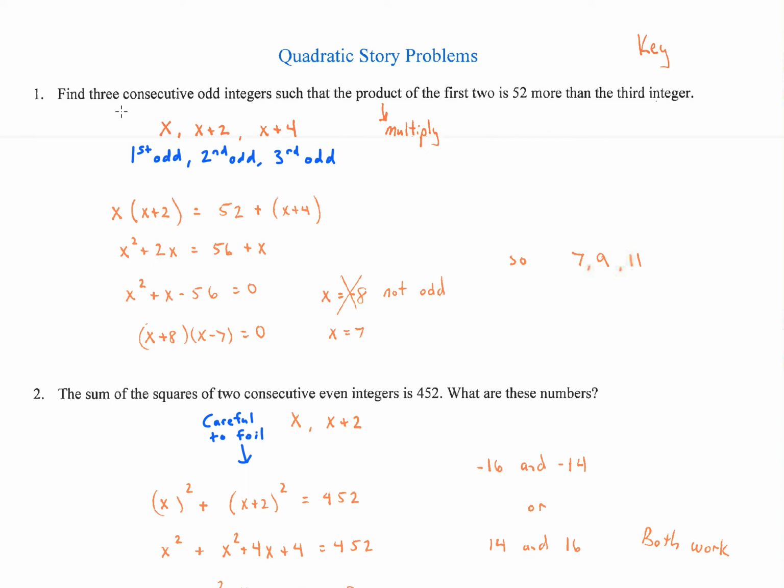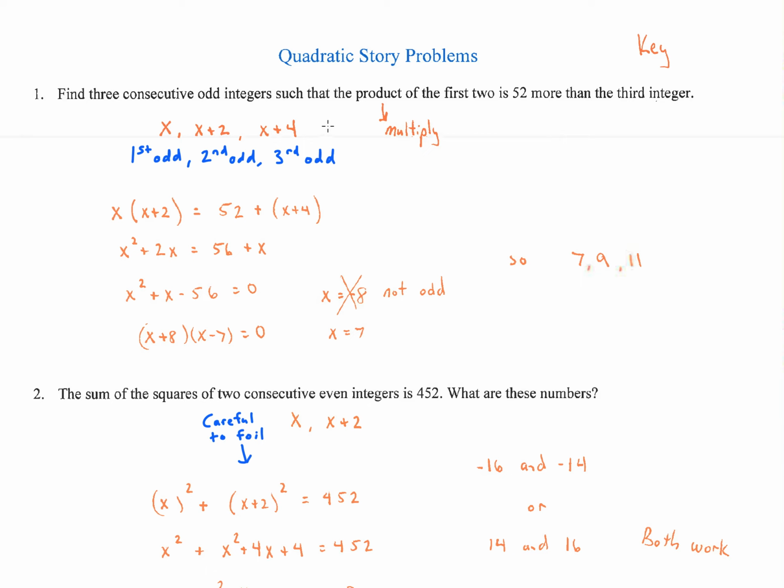So the first thing we want to do is let's just call the first odd integer x. And once you establish that we're calling the first odd integer x, then the next odd integer is just 2 bigger than it. So the next odd integer is x plus 2, and the next odd integer is x plus 4. Okay, so now we've established that we have variable expressions for the 3 consecutive odd integers. Now let's read the sentence.